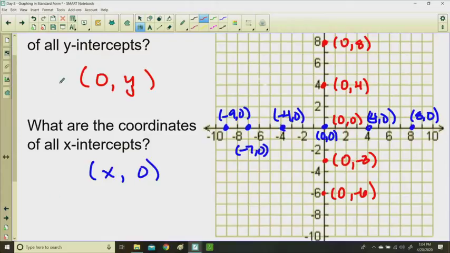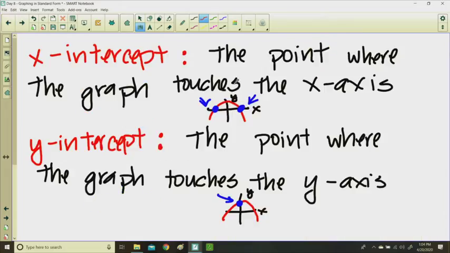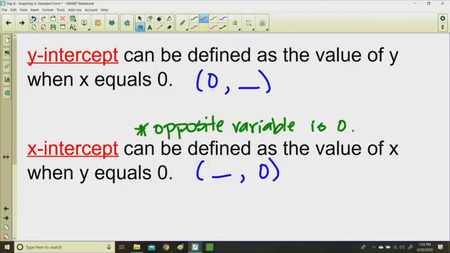Perfect. Okay, so then keep that in mind. That's going to be really, really important today. So here you go. You know the graphical definition. Now let's look at the algebraic definition.